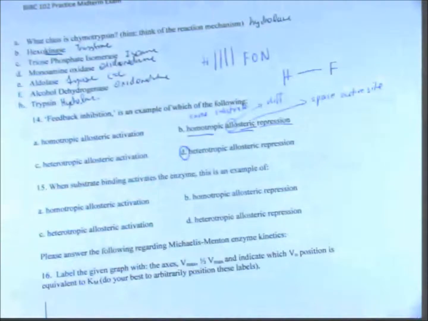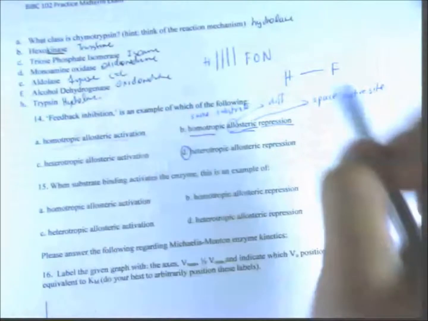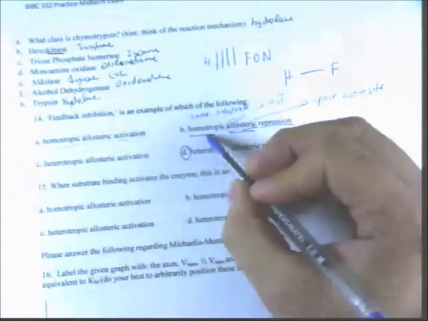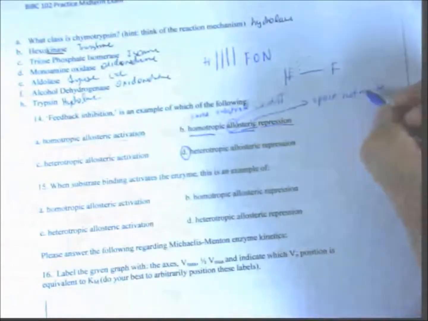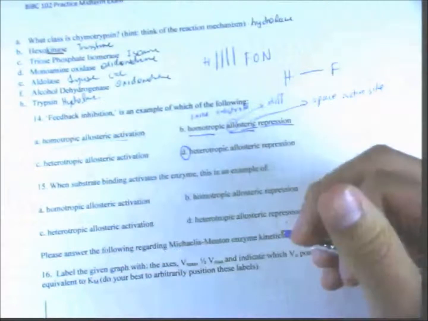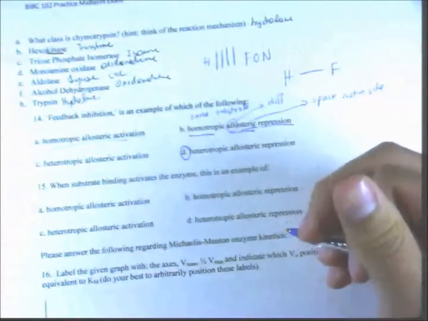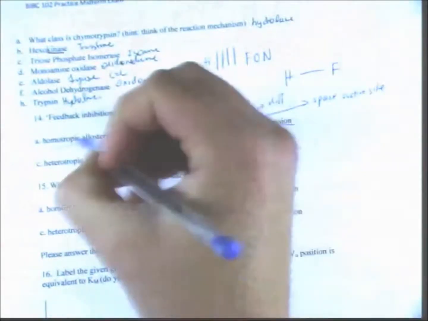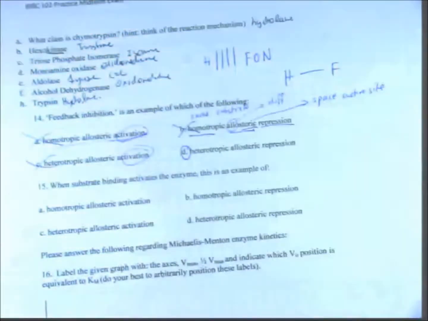So let's think about it. Homotropic allosteric repression, right? So same as the substrate, on a different spot on the enzyme, other than the active site, and it represses it. Can you imagine any substrate repressing the enzyme that it's supposed to bind? No. So this totally does not make sense. And inhibition, well, this is activation, so anything that has to do with activation doesn't make sense. All right, so it must be D. Does that make sense? Okay, next question.